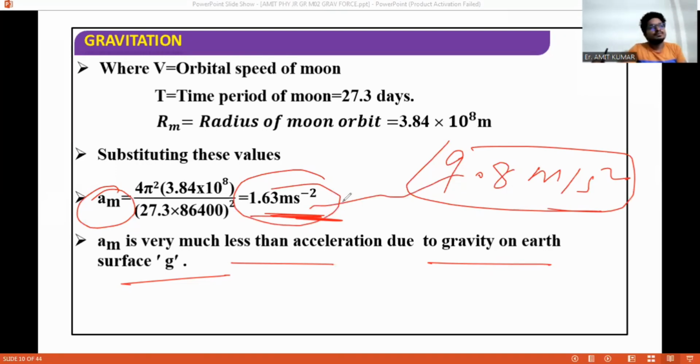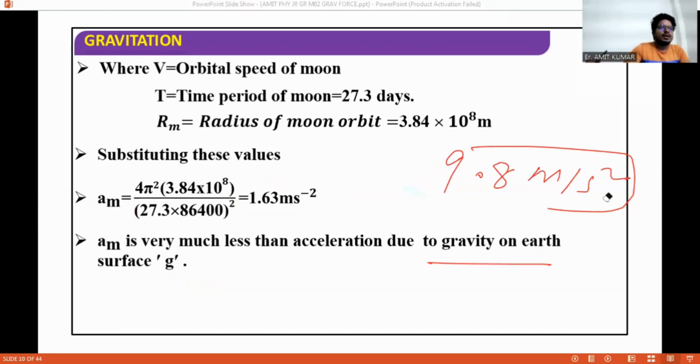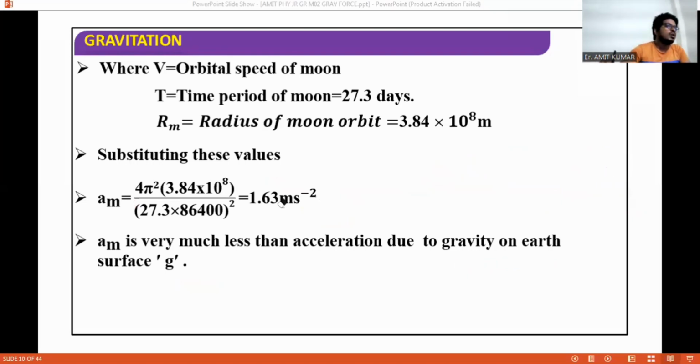Yes or no? Tell me. Clear? Anyone having any type of doubt, you can ask me fast, otherwise we can move on. So take care of all the values that I have given over here. All the values are very important.